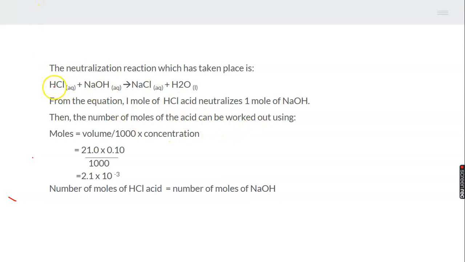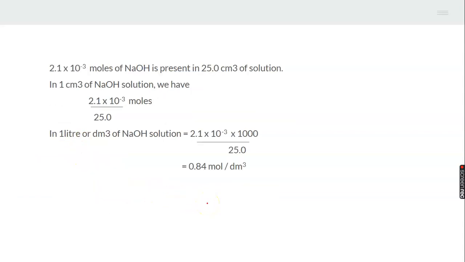In my equation it is a 1:1 ratio. That means the number of moles of HCl equals the number of moles of sodium hydroxide. So I can calculate my moles of HCl, since I know the concentration of HCl, which gives me 2.1 times 10 raised to power minus 3. And since from the equation the ratio is 1:1, the number of moles of HCl equals the number of moles of my sodium hydroxide. So here we can calculate our molarity or concentration of sodium hydroxide.